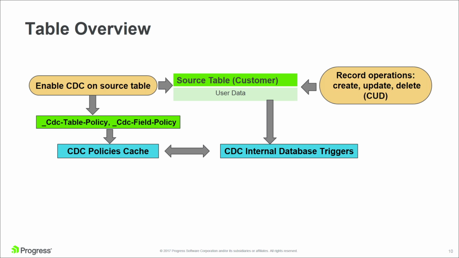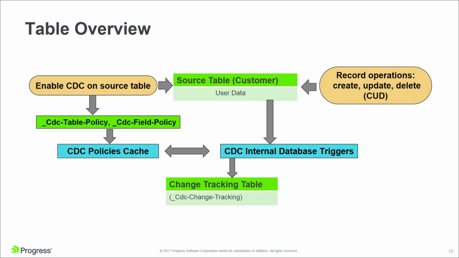And an internal CDC database trigger will fire. It will read that policy information and say, okay, I need to go capture this information, I need to store it. This is the policy level I'm working with. And then it writes it out to a tracking table. So at a transaction level, it writes a tracking record for each of the transactions that completes.